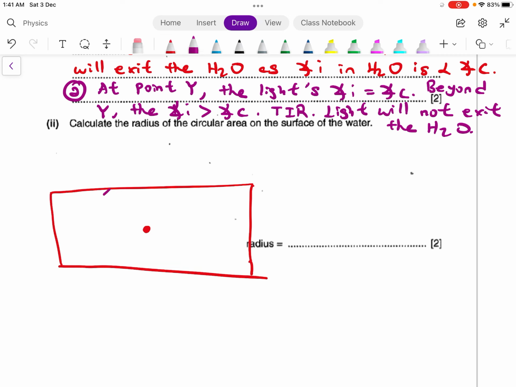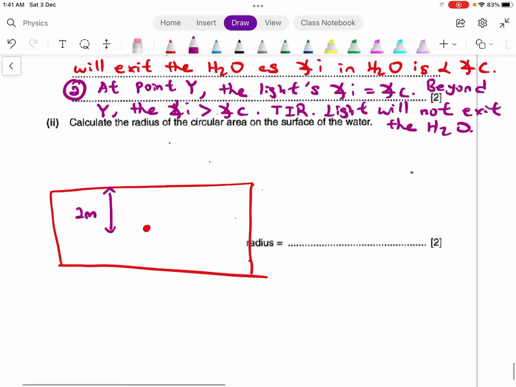Next, I draw 2 meters here. I draw 3 light rays. The first light ray, I will draw in this fashion. The first light ray is just going to exit. The second light ray is going to be here. So this is point X. And the third light ray, I will draw here. So the circular radius is actually from this point all the way to this point. That is for point 1.